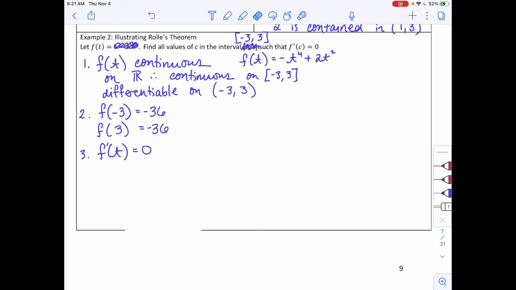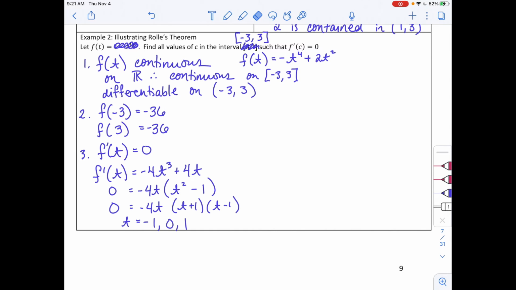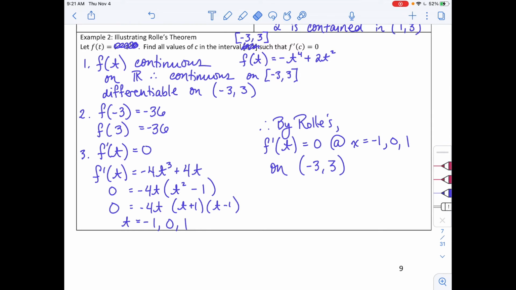All right, so you should have solved and found that. You have 3 t values where f prime of t is going to be equal to 0. So now we can say by Rolle's, f prime of t equals 0 at x equals -1, 0, and 1 on this open interval -3 to 3. All right, so Rolle's theorem is an existence theorem. It's telling us that the derivative at some point on an interval is going to equal 0.